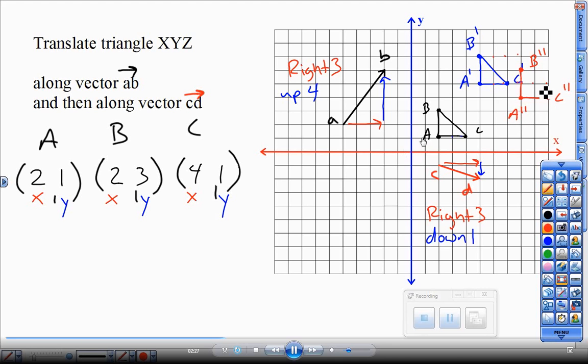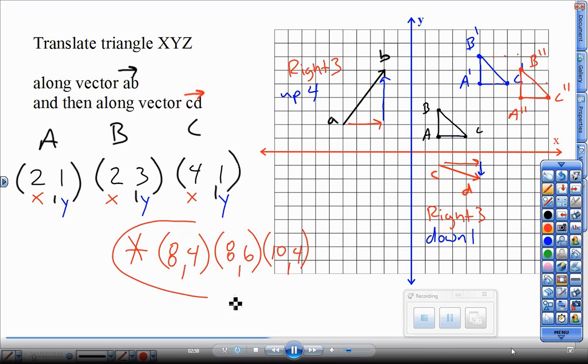And you could see the first shift was up to here, following this arrow. The second shift was down to here, following this arrow right here. And I also want you, based on the final location with these 2 tally marks, to write those coordinates. So A is over 8, up 4. B is over 8, up 1, 2, 3, 4, 5, 6. And C is over 10, up 4.